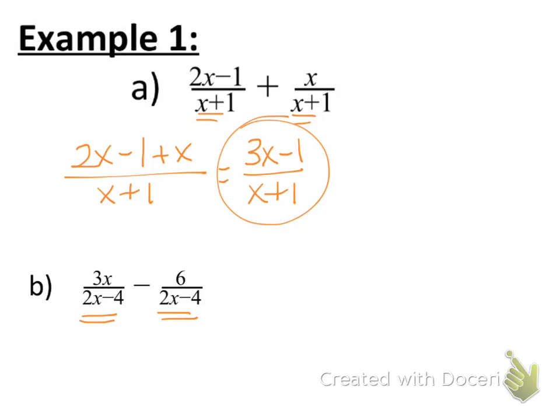So again, we've got common denominators. You'll simply be adding together, or in this case subtracting the numerators. But then make sure that you look and see if you can factor either the numerator or the denominator, and then possibly cancel out common factors.